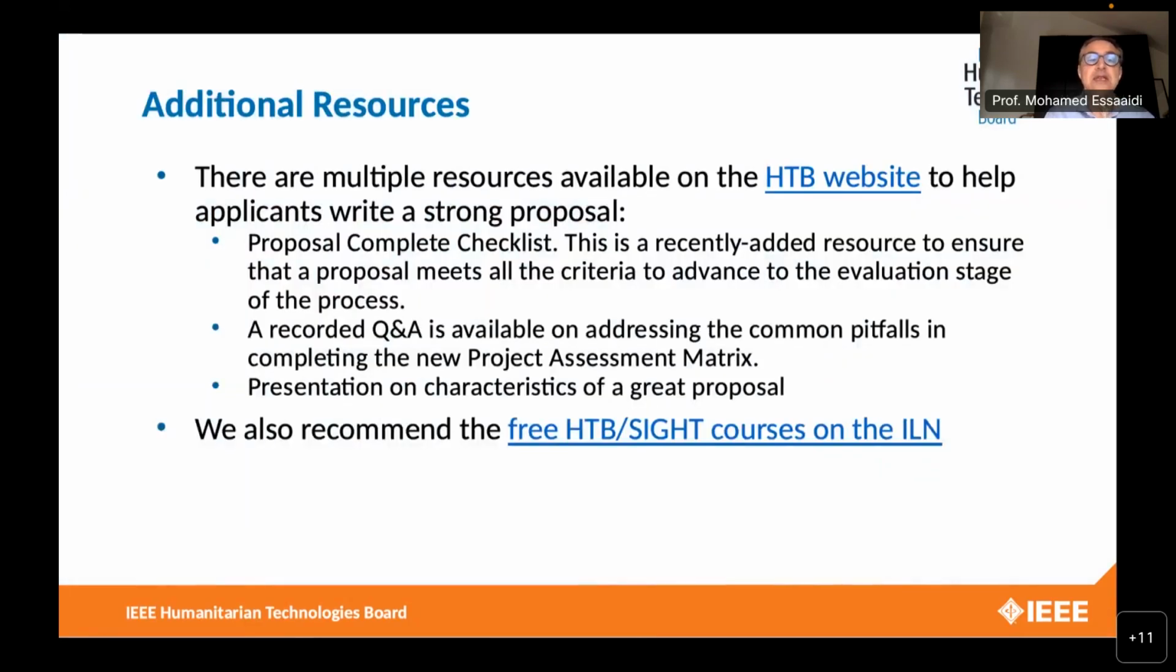You can find some additional resources on the HTV website to help applicants write strong proposals. We can even complete the proposal completeness checklist. This is a recently added resource to ensure that the proposal meets all the criteria to advance to the evaluation stage of the process. We have also recorded a Q&A you can look at to have more insight about the common pitfalls in completing the new project assessment matrix. You also have the presentation of characteristics of great proposals. We recommend that you also check some courses on the IEEE Learning Network, the ILN.